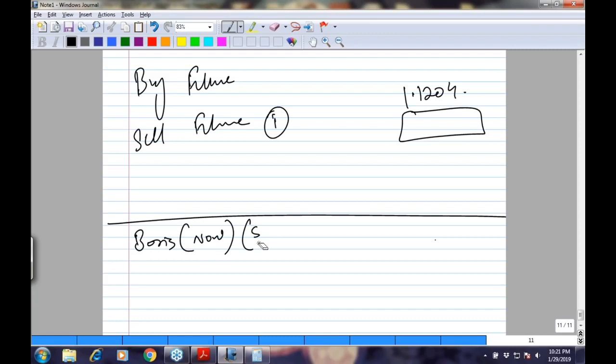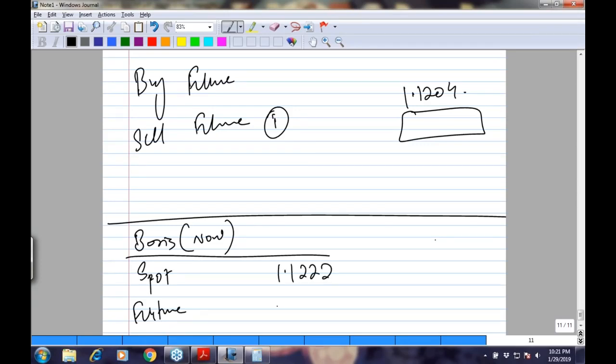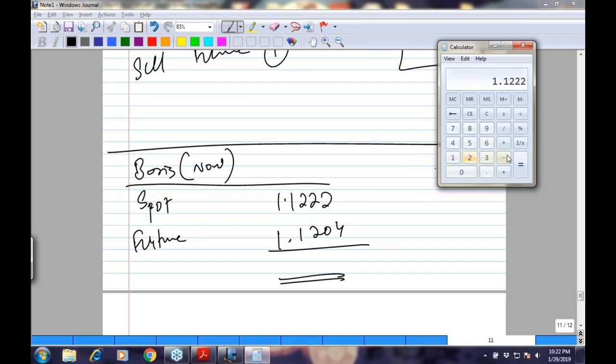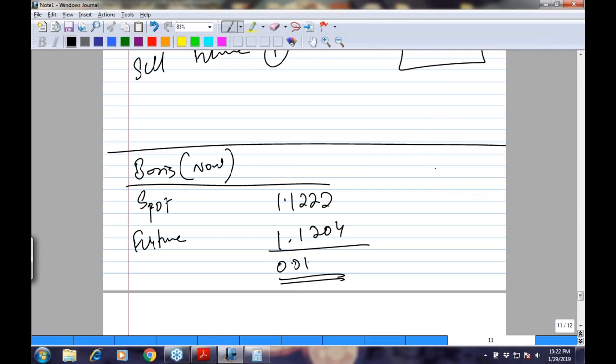The basis is the difference between the spot rate and the future price. So the spot rate is 1.1222. The future price is 1.1204. The difference between these is termed the basis. How much is the basis? 1.1222 minus 1.1204 gives you 0.0018. So what's the basis? Basis is the difference between the spot rate and the future price.